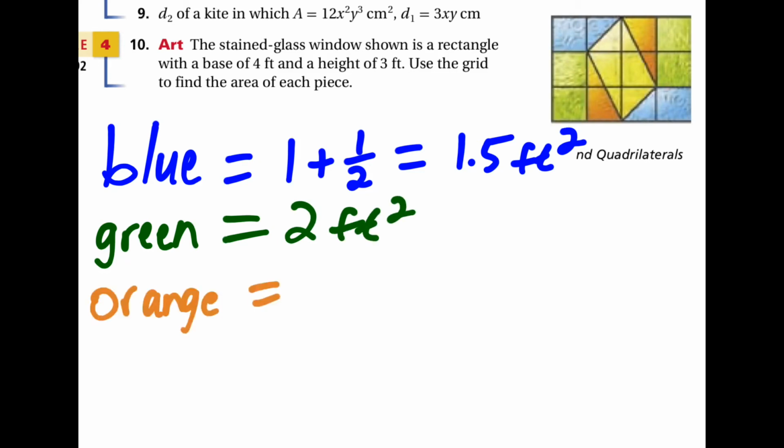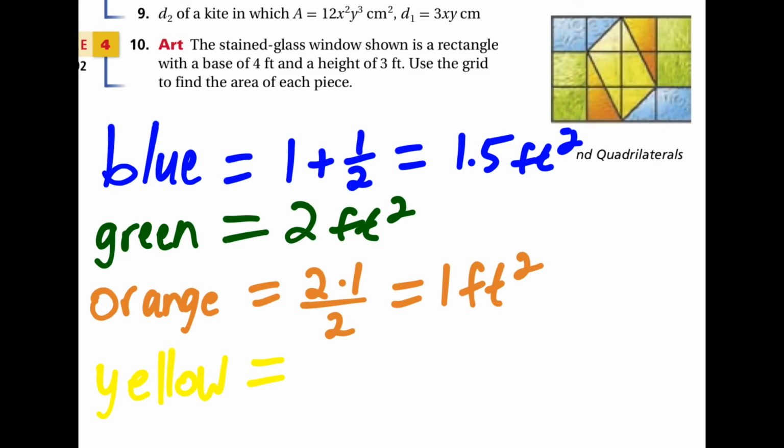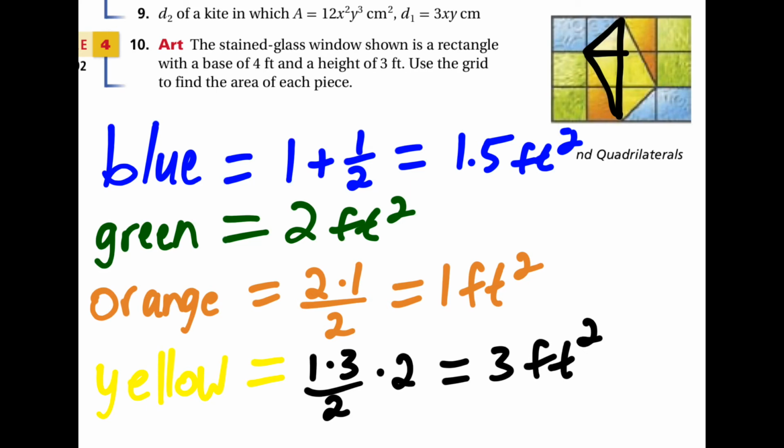As far as the orange goes, I have a triangle with a height of 2 and a base of 1, so this is 2 times 1 divided by 2, which is just going to be 1 per triangle, 1 feet squared. Last up for the yellow, if I consider this my height and base for a triangle like this, I can just double my answer and figure out the area of the whole thing. So the height is 1, the base is 3, I divide this by 2, and then there's 2 of them, so 3 feet squared for yellow. And if I was to count up 2 of these blue ones, 2 of the green ones, 2 of the orange, and 1 of the yellow, I get 12. So I did something right, because 4 times 3 is 12.